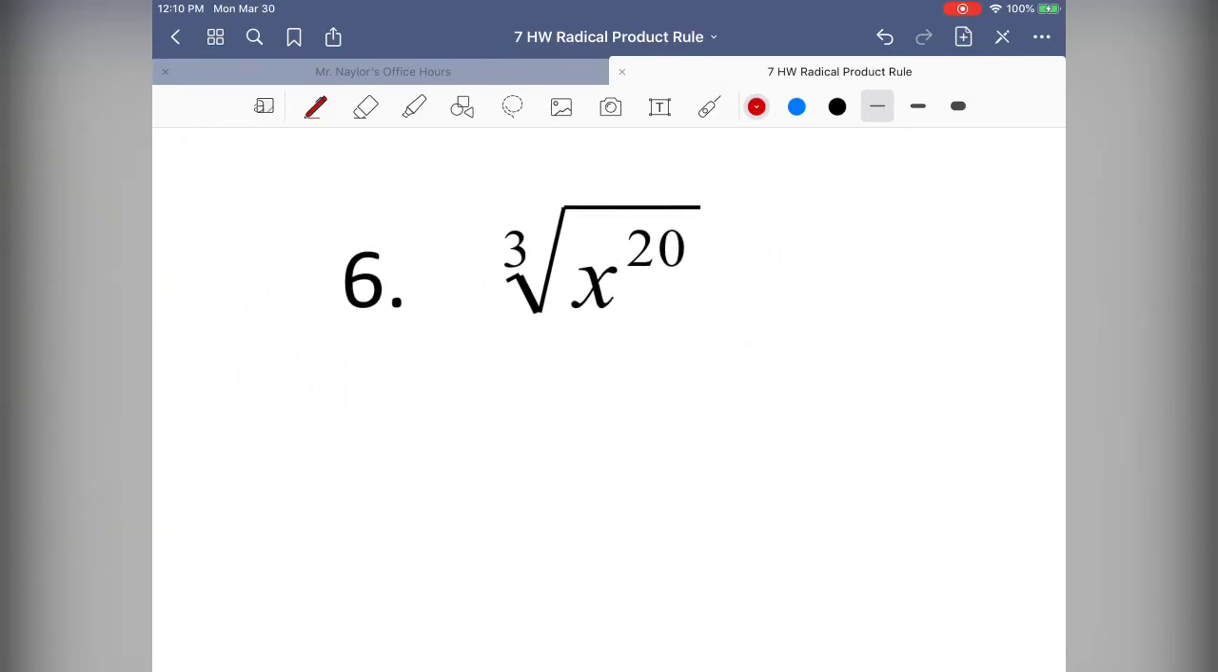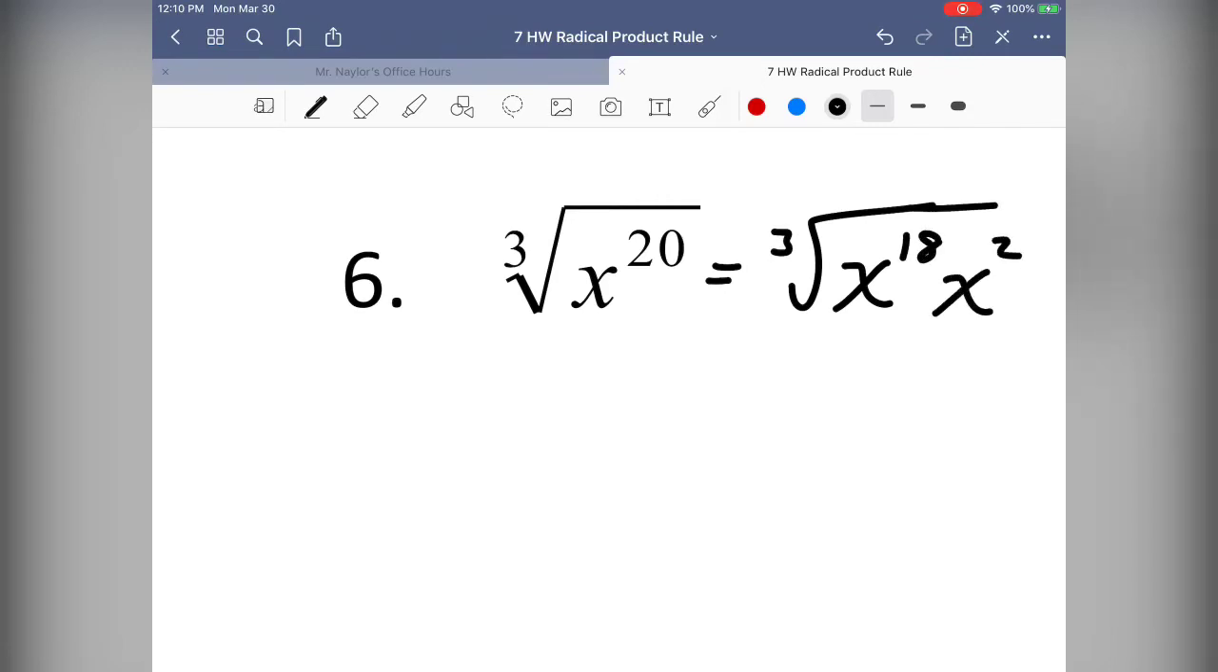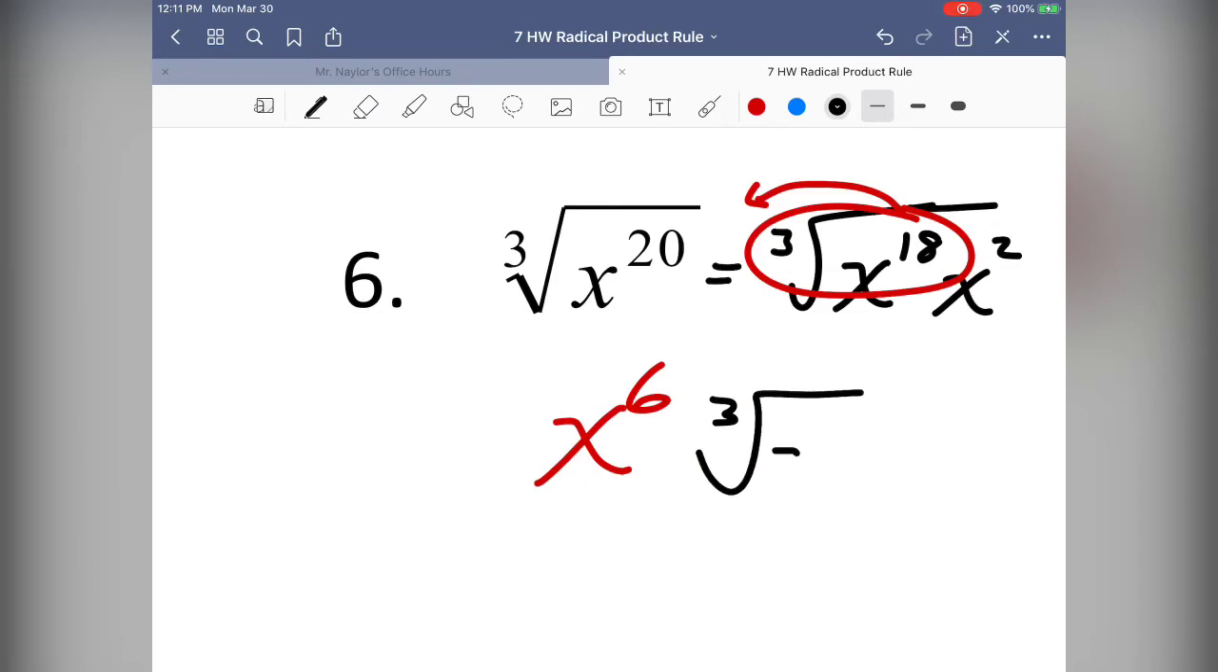I can't divide these numbers as is, but what I can do is split up 20. In other words, find the highest number inside of 20 that divides by that 3. And the highest number inside of 20 would be an 18. Now, there's still going to be x squared left over, but here again, I'm able to take out this x to the 18. That is, I'm able to divide it. It leaves me with x to the 6th, but the x squared stays behind. So it's x to the 6th, the cube root of x squared.